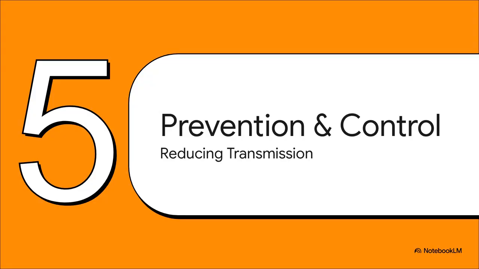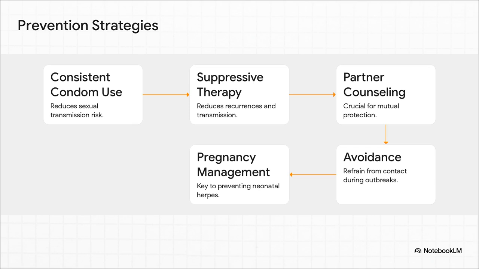Okay, to finish up, let's talk about prevention and control. What are the practical, real-world steps we can take to stop this virus from spreading? Look, there's no single magic bullet here. Preventing transmission requires a multi-pronged attack. You've got the behavioral side of things, consistent condom use, and avoiding contact during outbreaks. Then you have medical interventions like suppressive therapy, which is a game changer because it cuts down on recurrences and that tricky asymptomatic shedding. And you wrap all of that up with good counseling for partners and those strict protocols for pregnancy. It's the whole package that makes a difference.